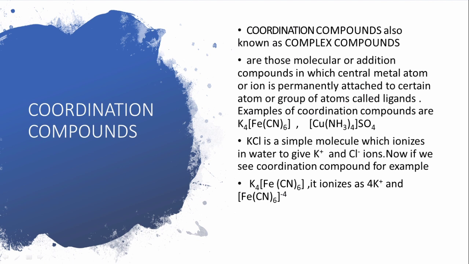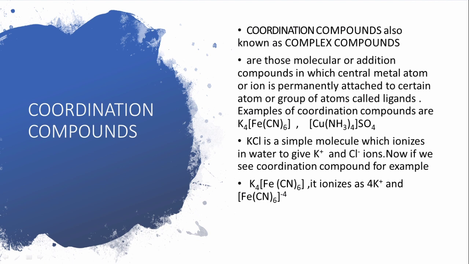Coordination compounds are also known as complex compounds, and they are those molecular or addition compounds in which the central metal atom or ion is permanently attached to certain atoms or groups of atoms called ligands. Example, K4[Fe(CN)6], tetraamine copper sulfate. Now when you see both the compounds, you see the identity which is written in square bracket.